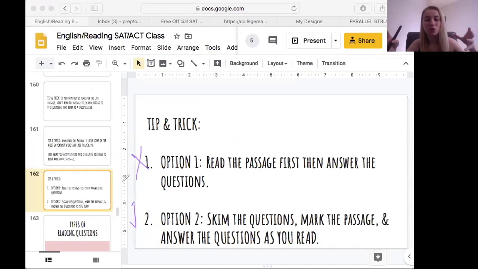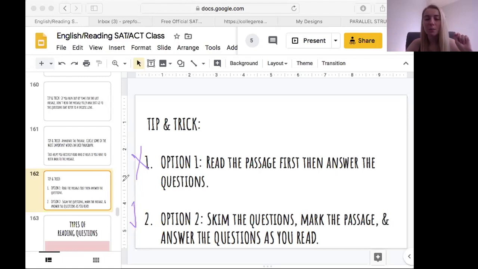Most people have issues with this reading section. Most people do not finish this reading section. Most people need strategies to save time. So option 2 is saving time. Now, option 1 is reading the entire passage first and then going to answer the questions. If you're a fast reader and you could read the passage and do it that way, all the power to you. I think that's a great way to do it, if you can finish on time.